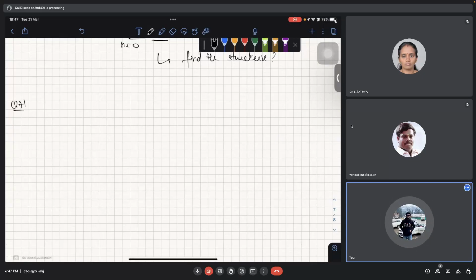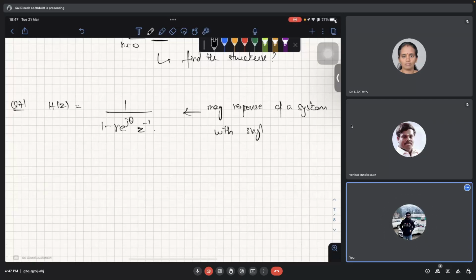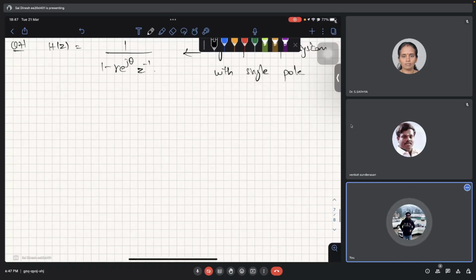H of z is 1 by 1 minus r e power j theta into z inverse, which is the magnitude response of a system with a single pole. Okay, so I think this was question number 6, and then question number 7.